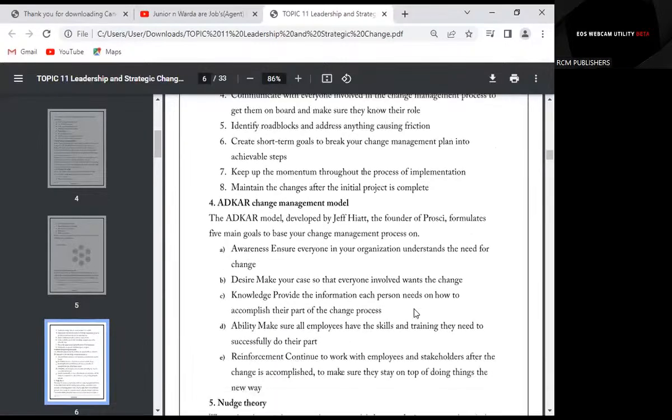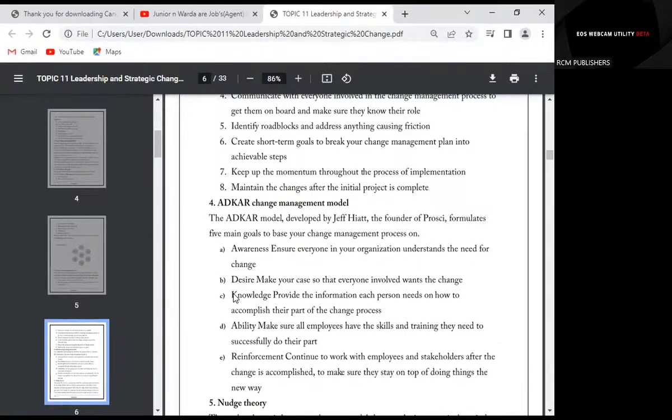So we go to the fourth one. The fourth one is the ADKAR change management model. The ADKAR model, developed by Jeff Hiatt, the founder of Prosci, formulates 5 main goals to base your change management process on. A, awareness: ensure everyone in your organization understands the need for change.